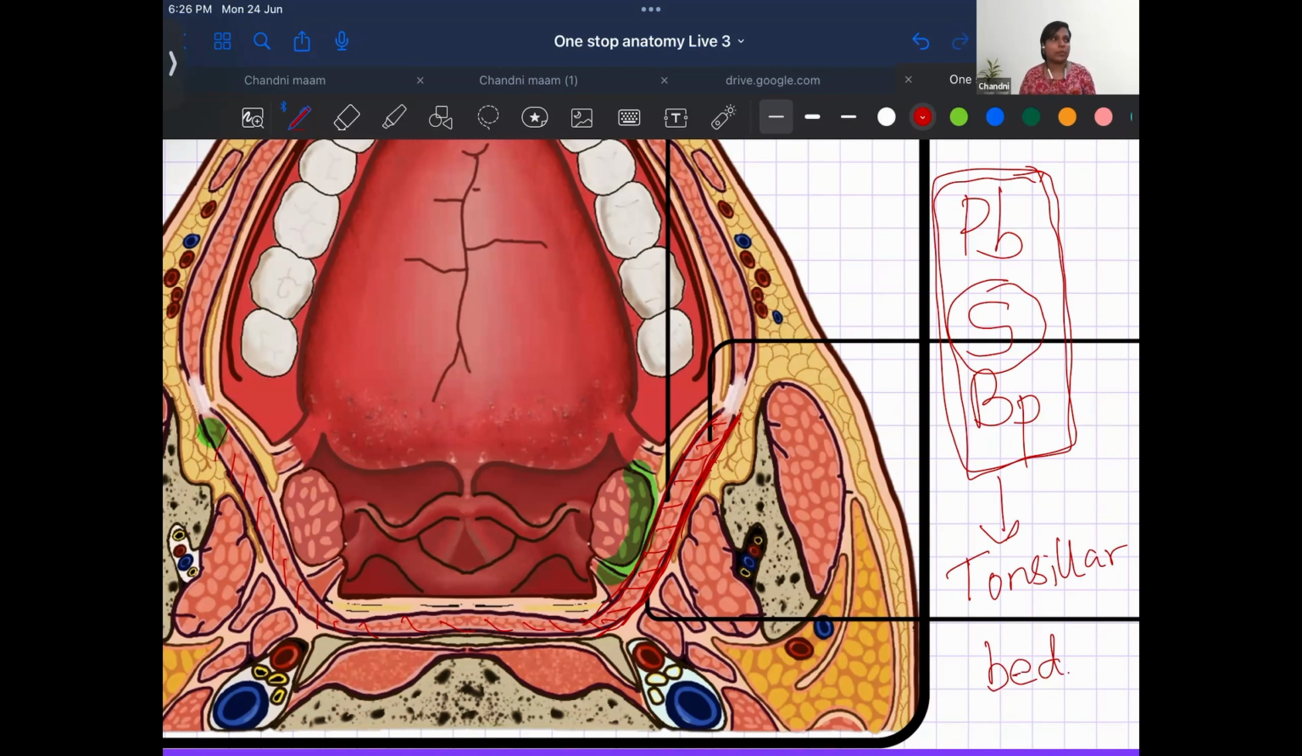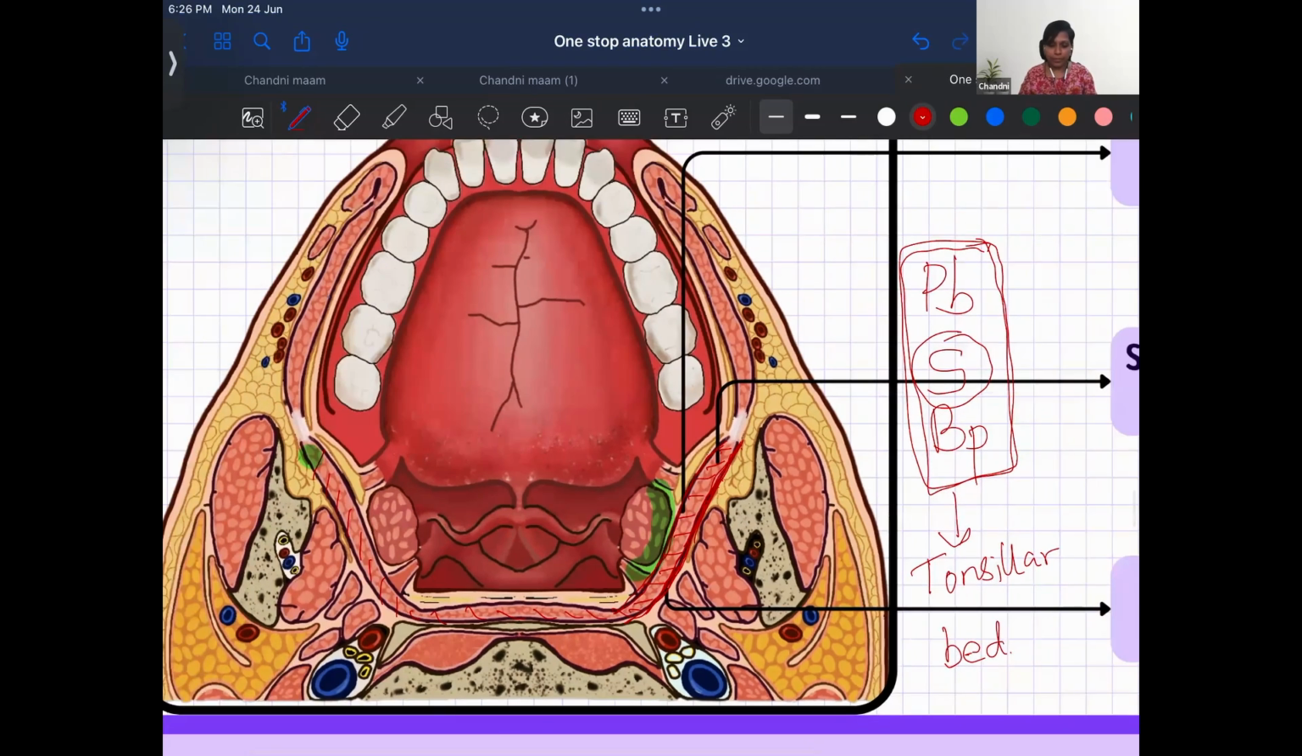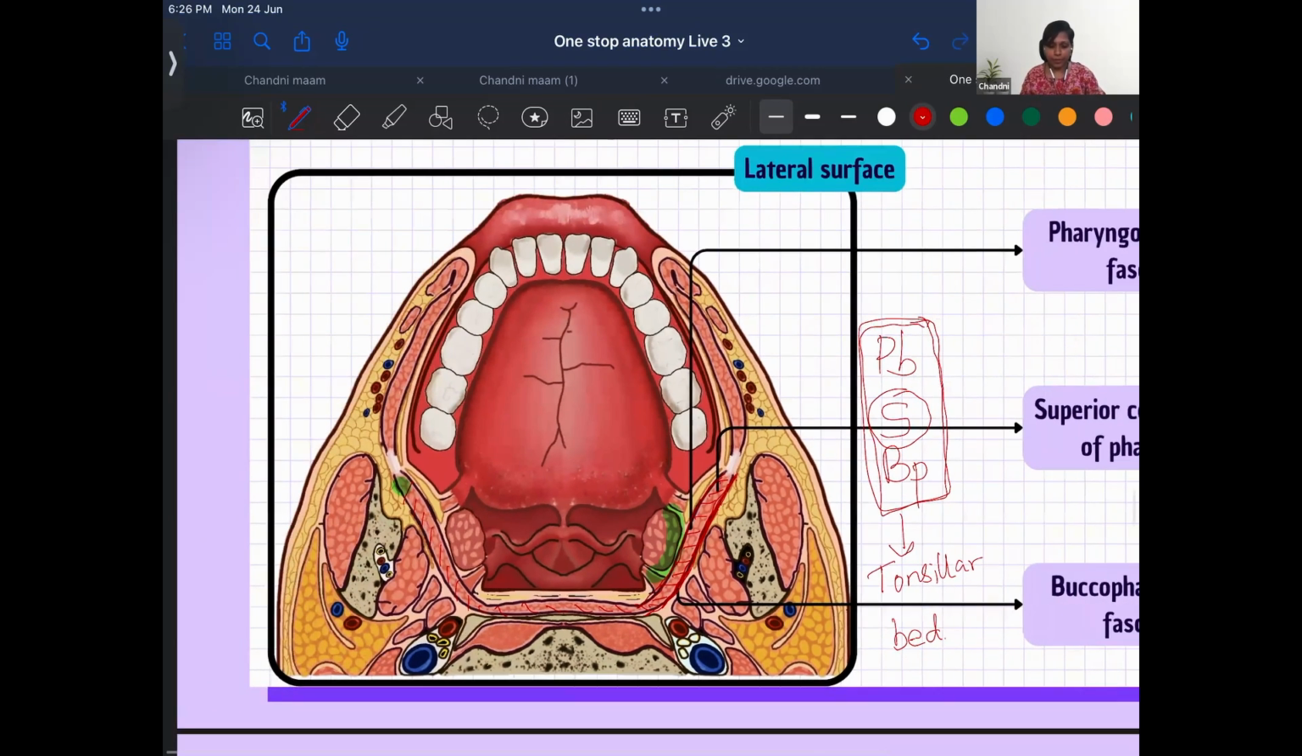Okay. So what is a bed? Basically, you will go and lie down on something when you're resting, you will rest on the bed, right? So this is what it is. The tonsil is basically lying on multiple layers, and these multiple layers together are called the tonsillar bed. Okay. I hope this is clear.